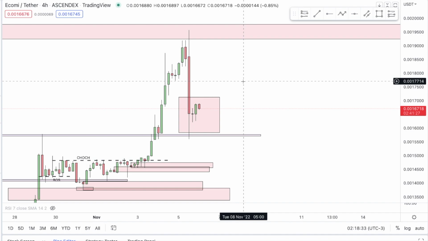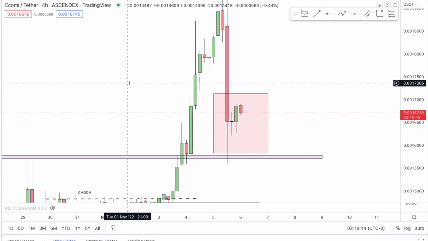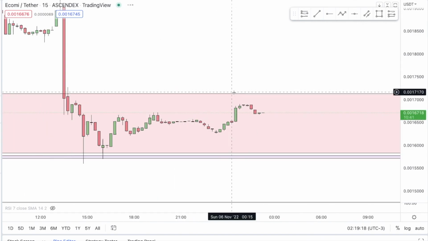This is how you do your sniper entries, and this is exactly what I teach in my program, how to get into those trades even quicker before time runs out. And now I'm going to be going to a lower time frame and showing you guys exactly what I see. So let's go into the 15-minute right here.